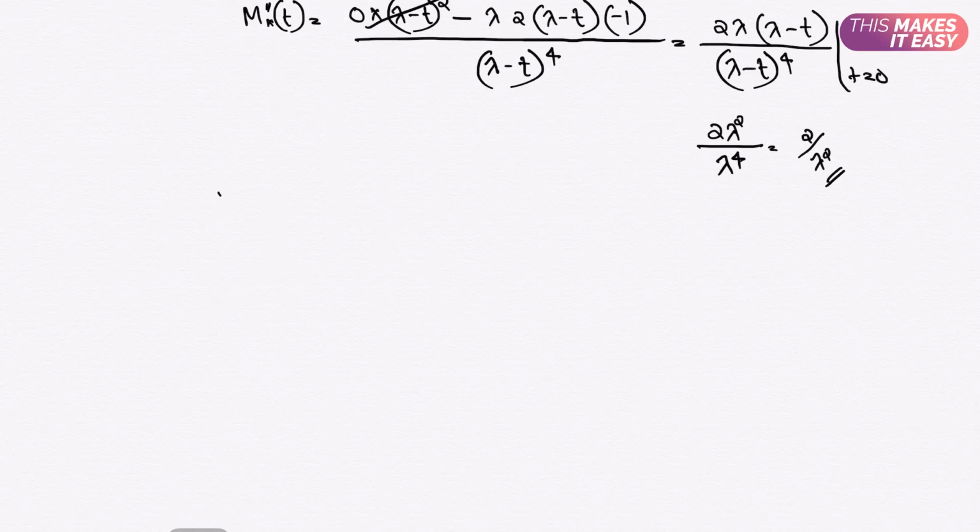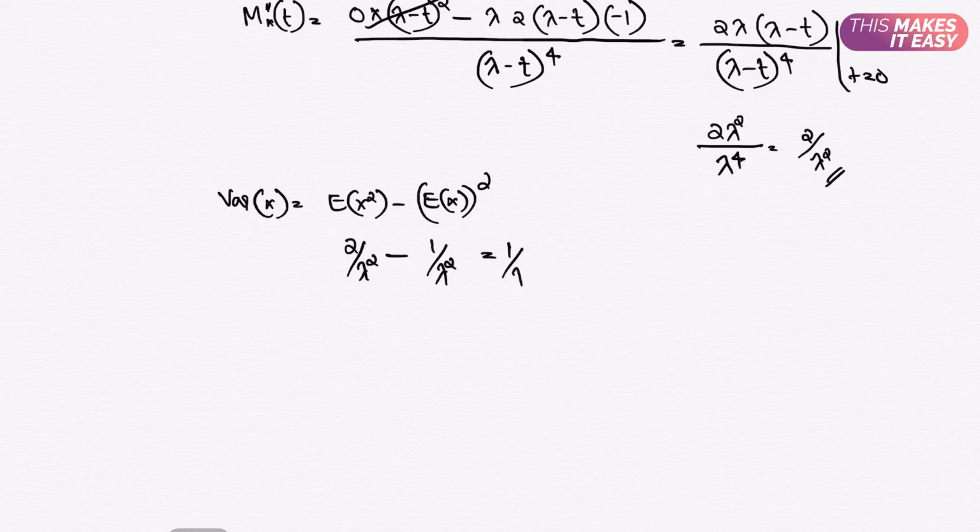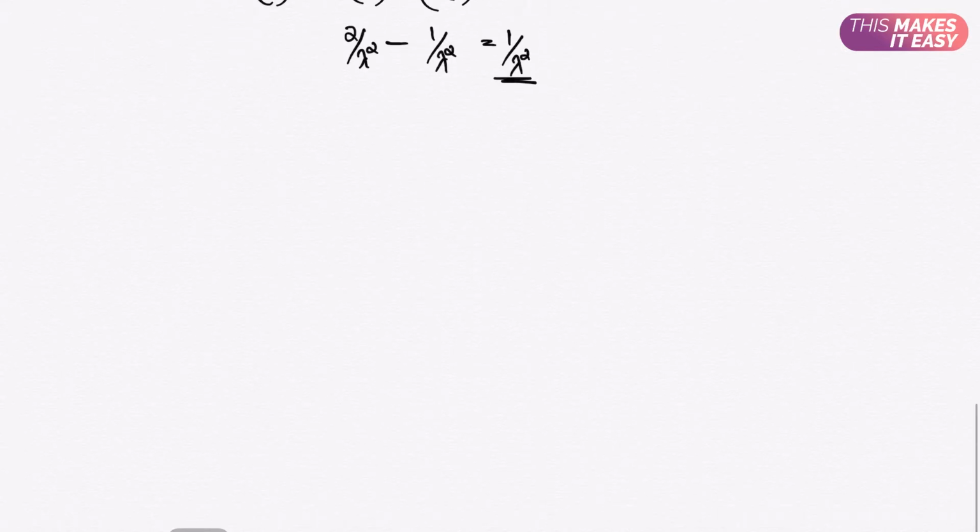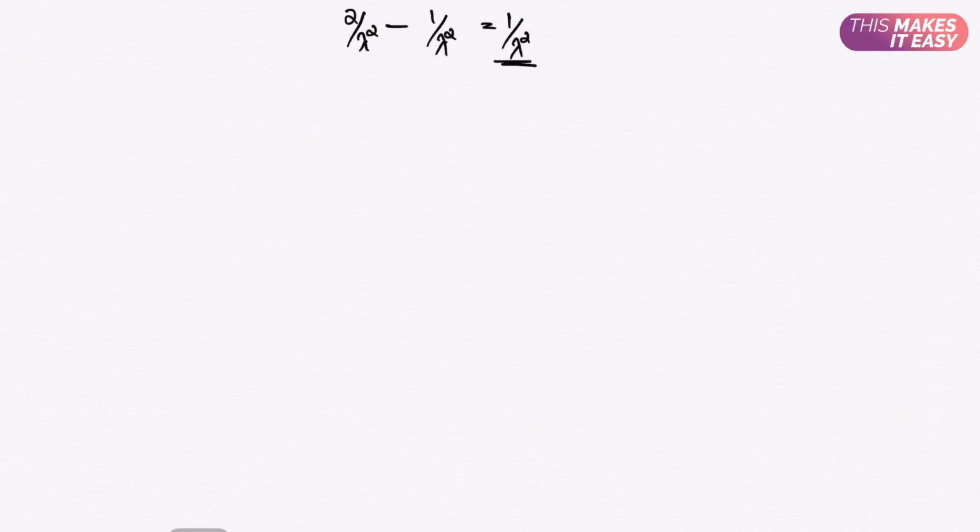Basically the variance is the second moment minus the square of the first moment, that is equal to 1 by lambda square. This is the variance of exponential distribution. In a similar way we can find the third moment, fourth moment. From there we can derive the formulas of skewness and kurtosis as well. We are not going to do all that this year. Now we will solve one problem and we'll see how this works.